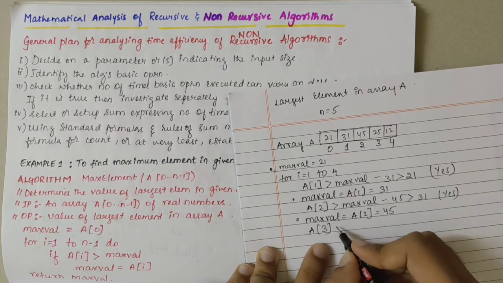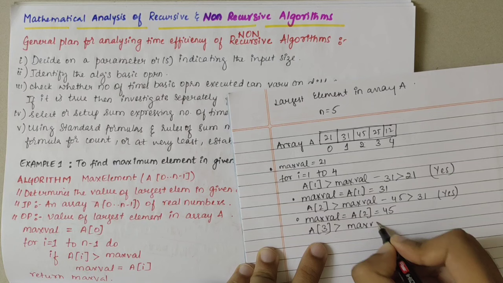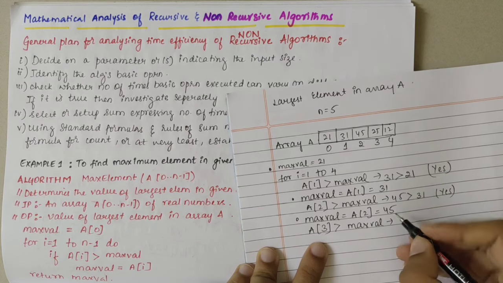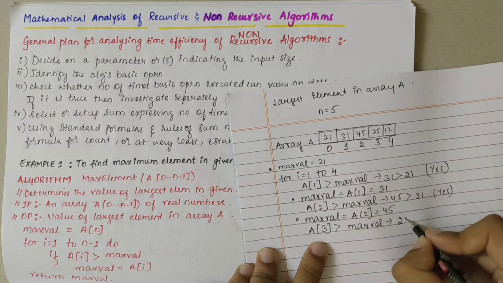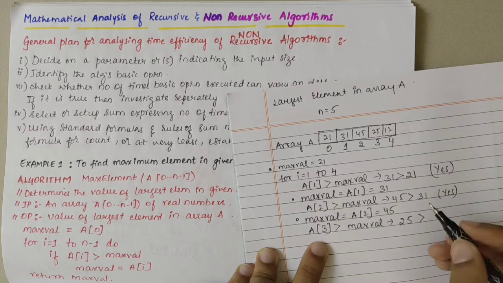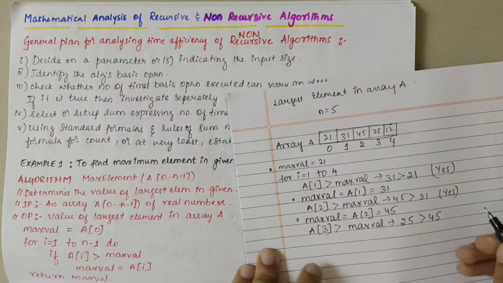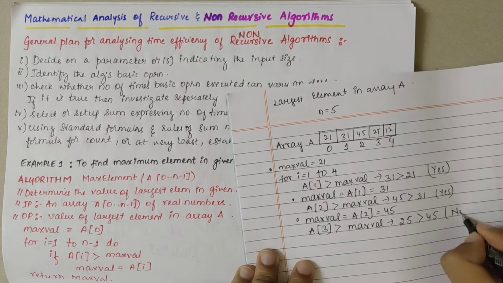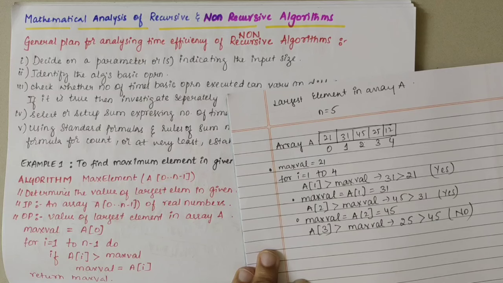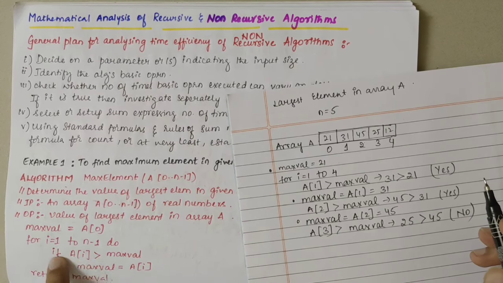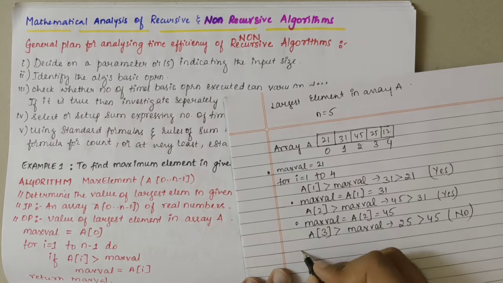I'll go to A of 3. Is A of 3 greater than max val? A of 3 value is 25. Is 25 greater than max val 45? No. When this is not satisfied, we can say that we have found the max value. When the condition fails, return max value.